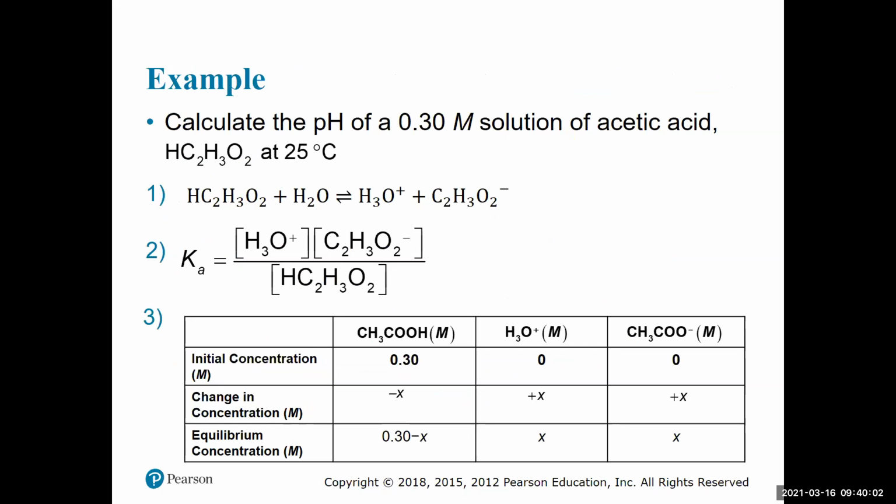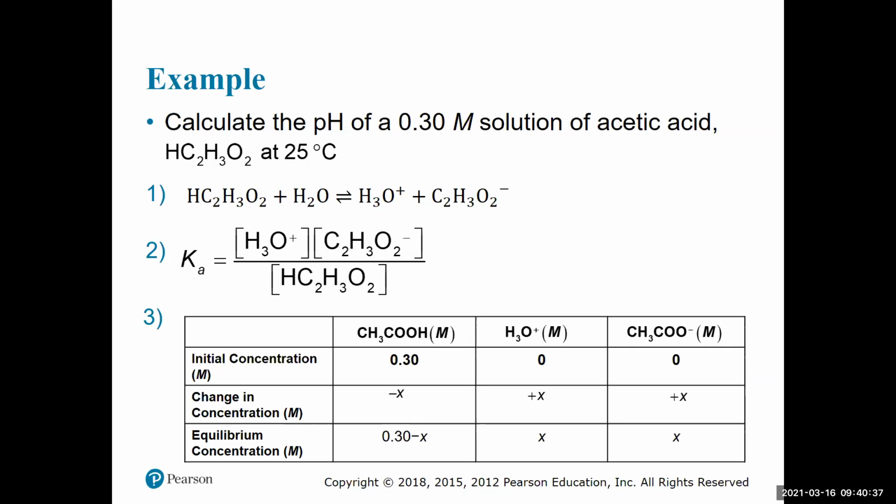Okay, so let's go through an example problem. We're going to look at a 0.3 molar acetic acid solution. The first thing we do is write out our chemical equation. So we have acetic acid plus water gives us the hydronium ion plus the acetate ion. We write our equilibrium expression: H plus times acetate concentration divided by acetic acid concentration. So we know what our products are, we know what our reactants are.